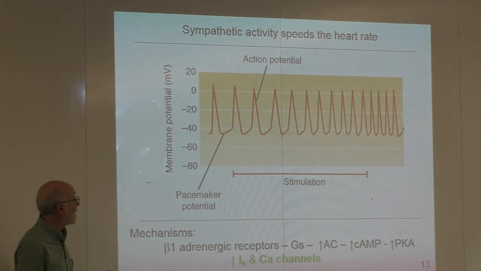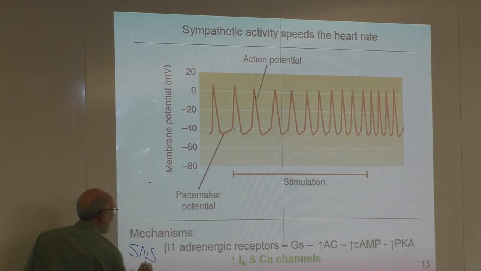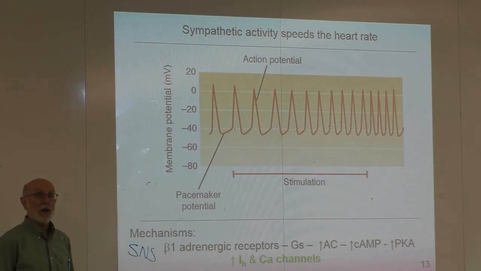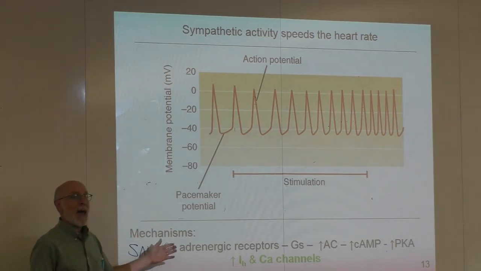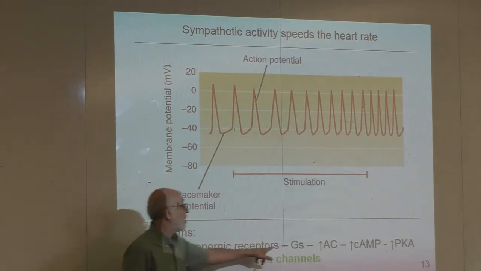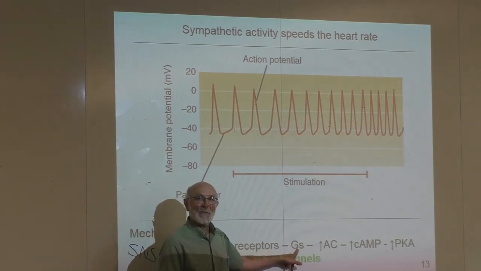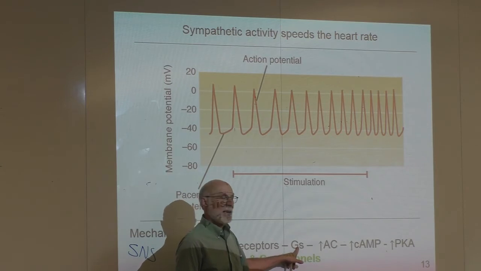Well, let's get into the mechanisms. The mechanism of the sympathetic nervous system. So the sympathetic nervous system stimulates the heart rate by this pathway. Beta adrenergic receptors is the name that are coupled to GS. Now we're going back to the beginning of the class, right? Remember GS.